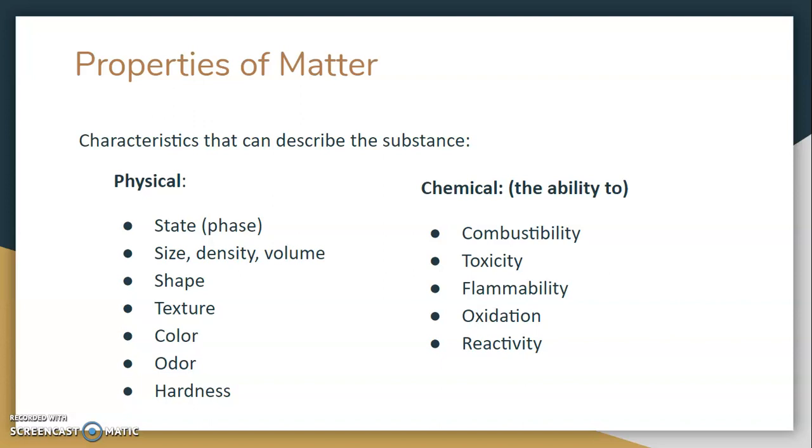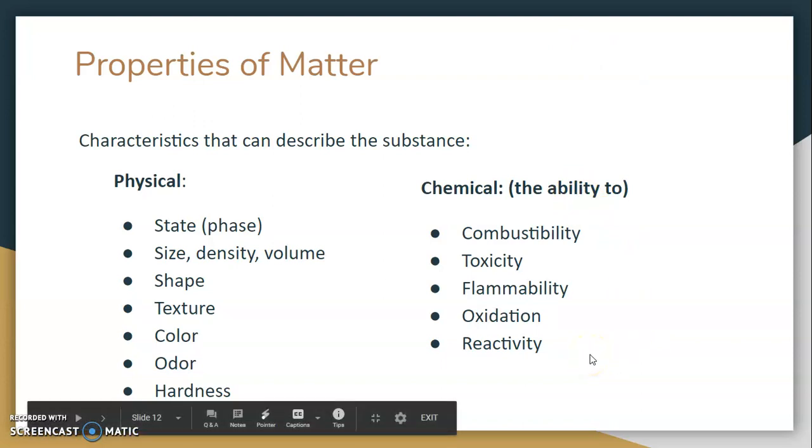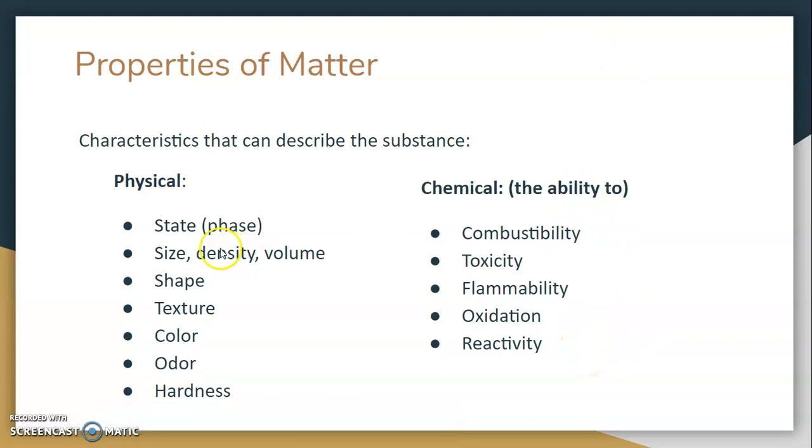Chemical properties are the ability to do something. So for example, is it combustible? Can it explode? Is it toxic? Is it poisonous? Is it flammable? Does it light on fire? Can it oxidize, meaning rust? Does it react to other things? So those are the properties of matter, the physical and chemical properties.